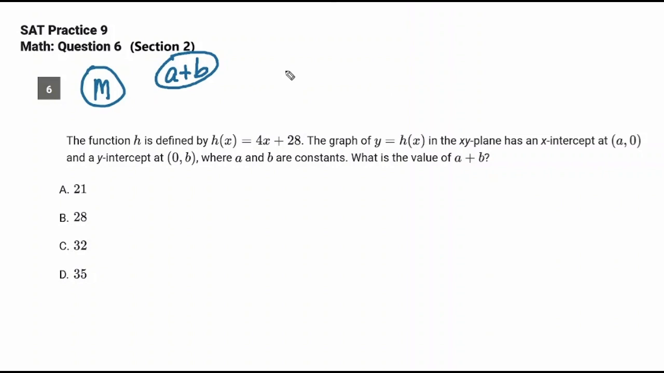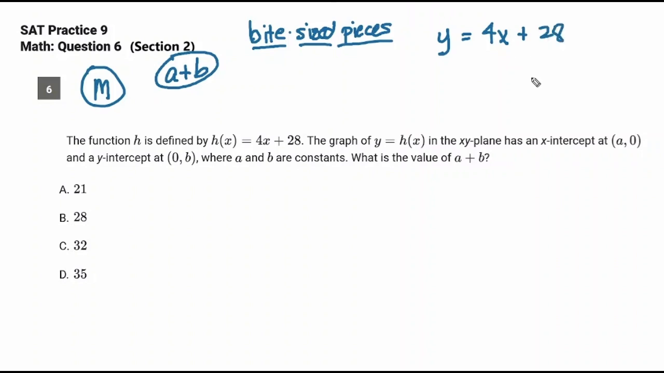And then we're going to take this problem in a really important SAT concept, bite-sized pieces. And that means just do the problem one step at a time. Function h of x equals 4x plus 28. Anytime you see a function in SAT land, it's going to be y equals 4x plus 28, or y equals whatever's on the right side. Alright, the graph in the xy plane has an x-intercept at a,0. So let's just consider that part. What's important about the x-intercept? There's one thing and one thing only. It's that y equals 0.